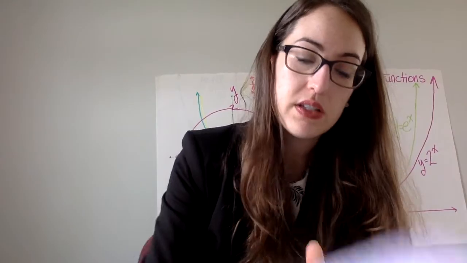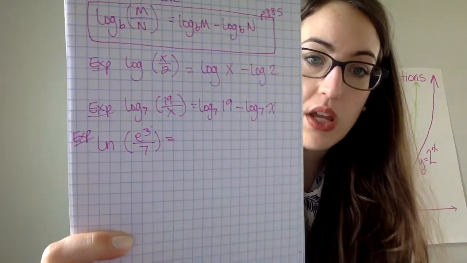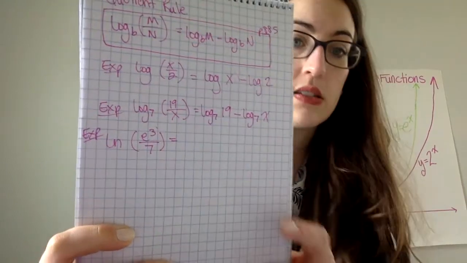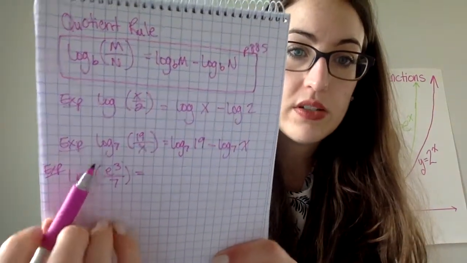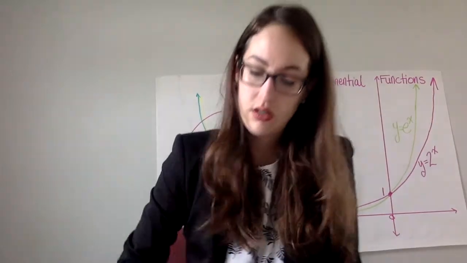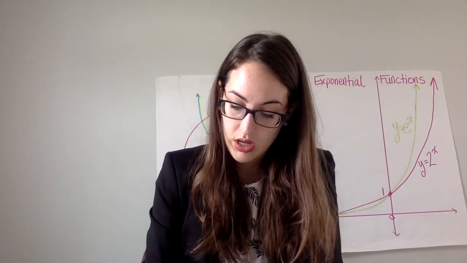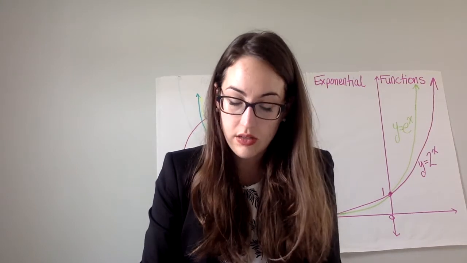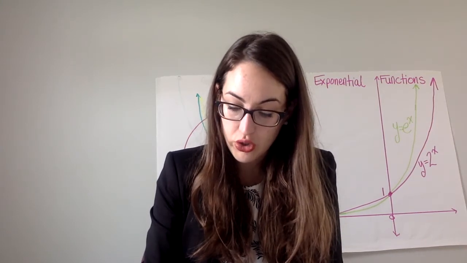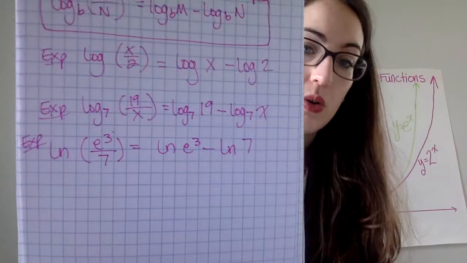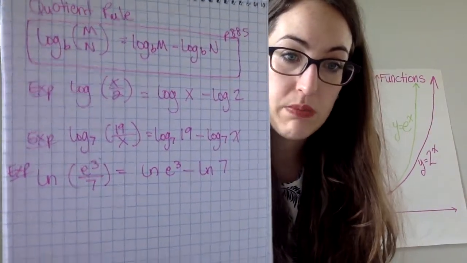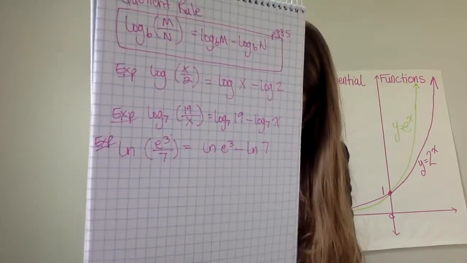So we've got our other examples there. Expand it the same way you have. Think of natural log just like a log. So natural log of e cubed, quotient line, so then we're subtracting natural log of 7. We're expanding it, following the same exact quotient rules. Make sure you copy that down into your notes.